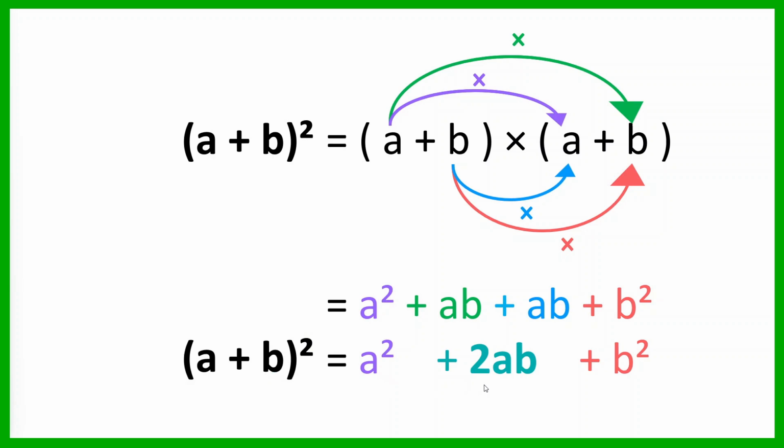So there is a quicker way of working this out without having to do all of the multiplication first and then simplify and collect our like terms and combine them. We can go straight to the answer if we know the way it works out. So let's have a look at the method that we're going to follow when we're squaring a binomial.